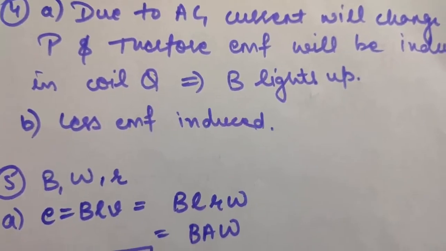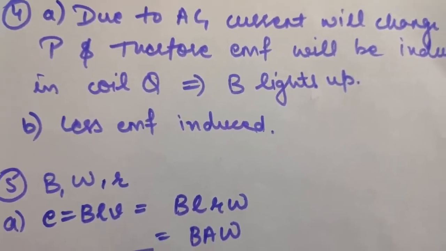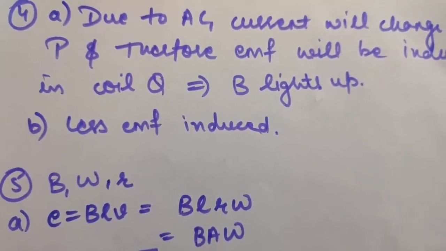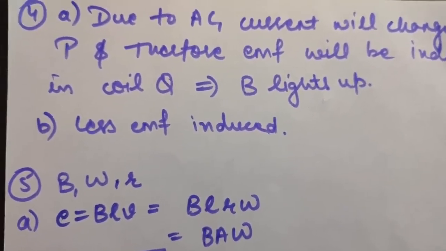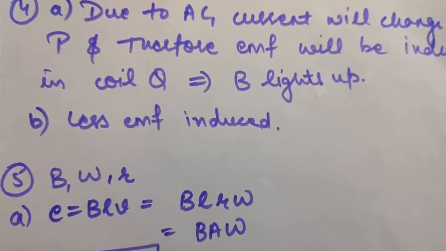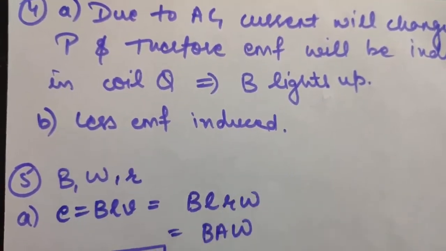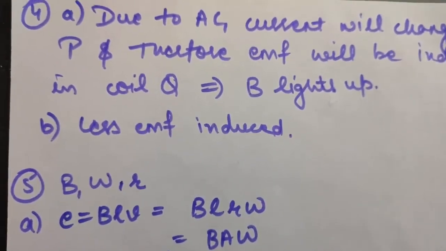Okay. Second part says bulb gets dimmer if the coil Q is moved towards left. That means if coil Q is moving away from coil P, the distance between them is increasing, and therefore induced EMF will also decrease. And as induced EMF will decrease, the bulb will become dimmer.